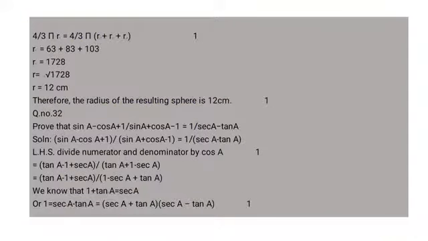By putting the values of r1, r2, r3, we get r cube is equal to 1728. r is equal to cube root of 1728, that is r is equal to 12 centimeter. Therefore, the radius of the resulting sphere is 12 centimeter.